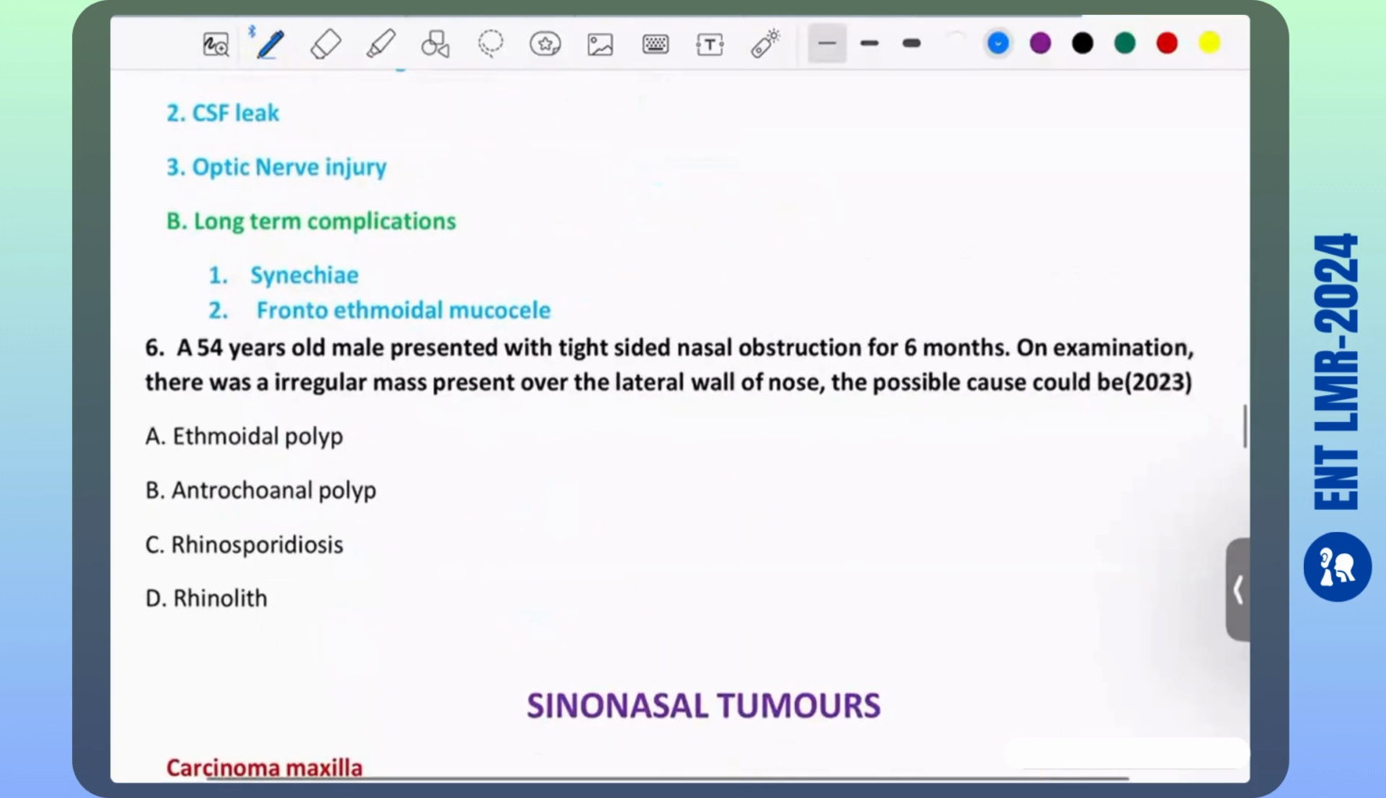So here we'll see a question from the 2023 paper. A 54 year old male presented with right-sided nasal obstruction for 6 months. On examination, there was an irregular mass present over the lateral wall of nose. The possible cause could be, see, there is a nasal obstruction, 6 months, irregular mass.